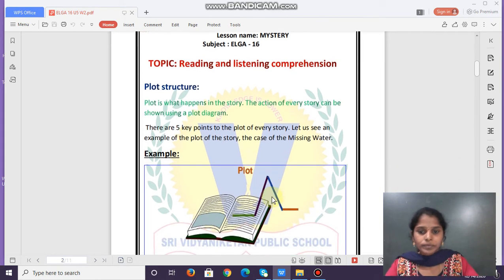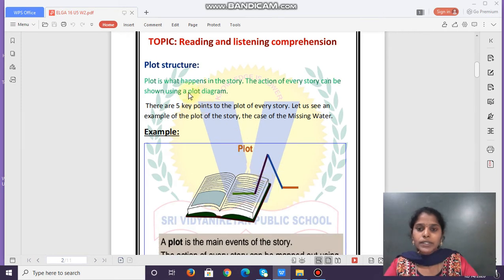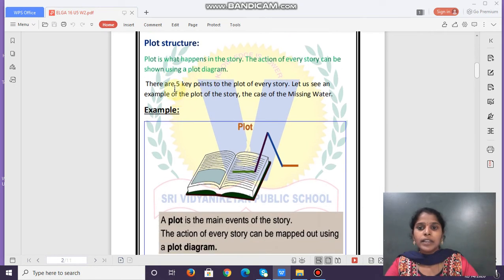Now, the plot structure. What is plot structure? Plot structure is what happens in the story. The action of every story can be shown using a plot diagram. There are 5 key points to the plot of every story. Let us see an example of the plot of a story.